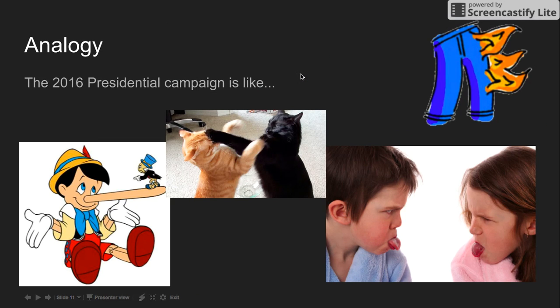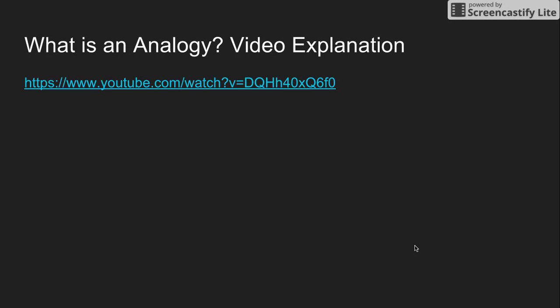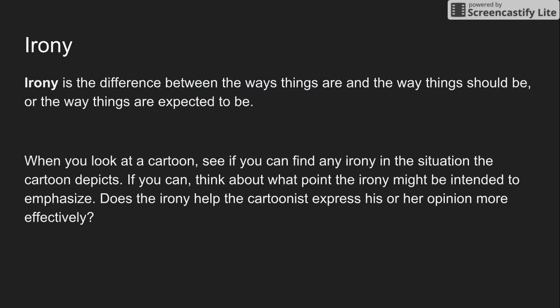Another way you can use analogies is using something that people understand, like a symbol and an analogy about a liar, right? Pinocchio, every time he lies, his nose grows, or the whole expression of pants on fire. You could also describe the campaign like a cat fight or like a fight between children. If you want to watch this video, it is helpful to explain what an analogy is. The video is more about writing, but it totally applies to our application of cartoons.